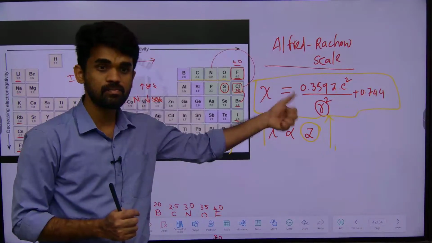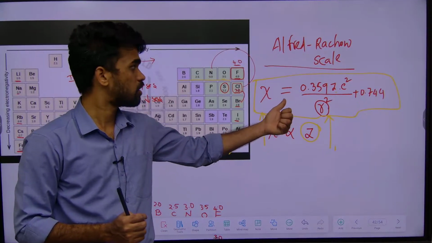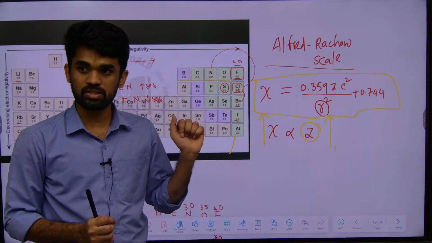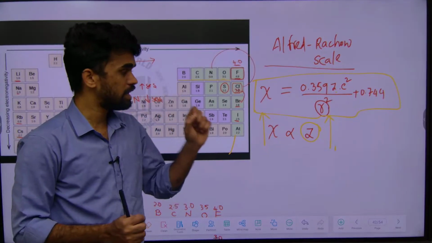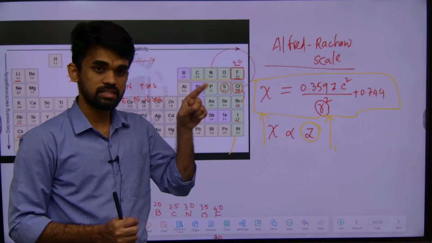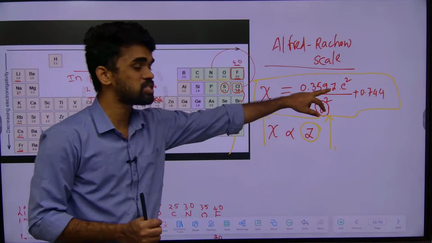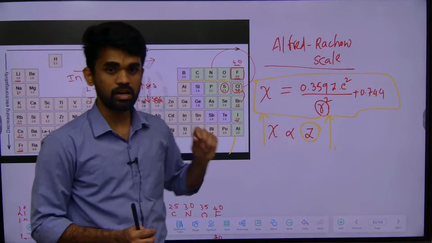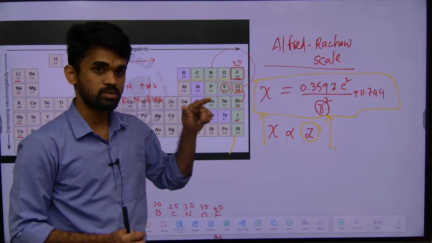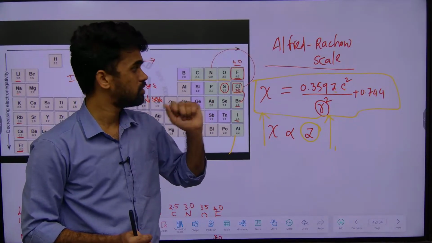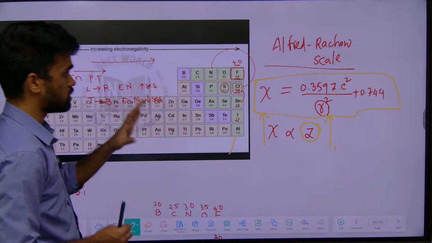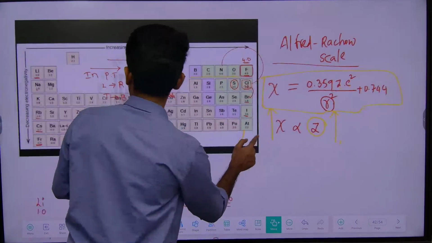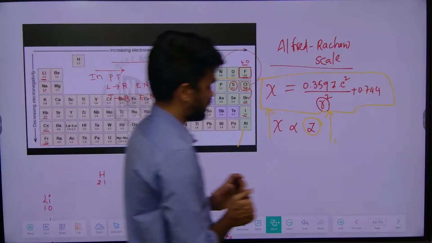Next one is Allred-Rochow. What does he say? Electronegativity equals 0.359 Z E square by R square plus 0.744. E square means charge, so like the total charge of protons. Those are constant values. Done up to here, everyone? Yeah. Next.